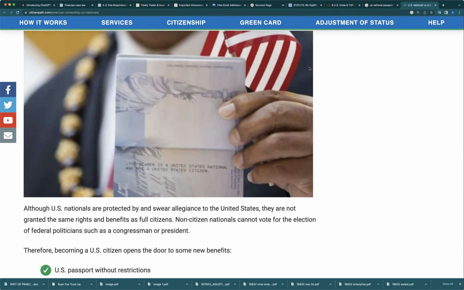It is going around the internet, all over social media, where people are showing their passports saying, for example, this one here, it says the bearer is a United States national and not a U.S. citizen.